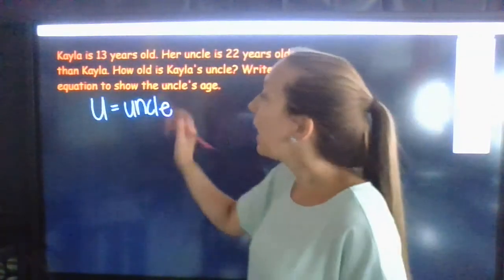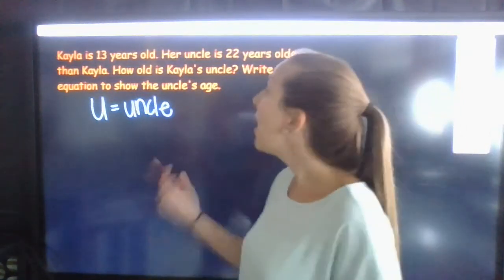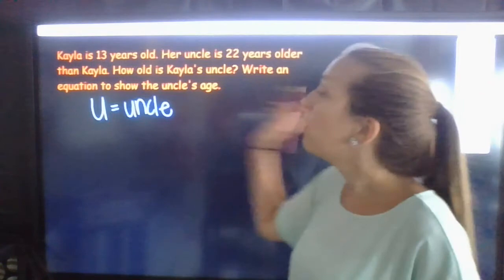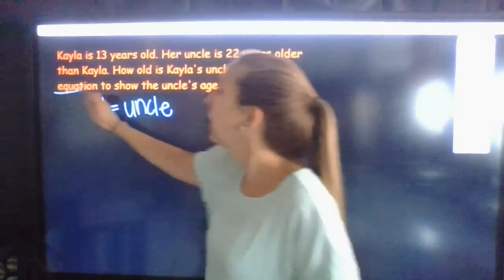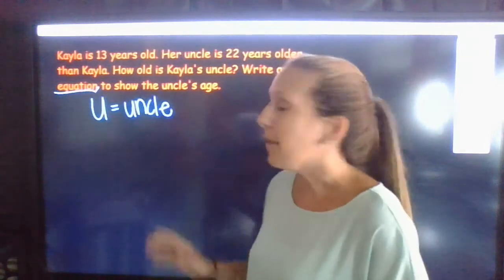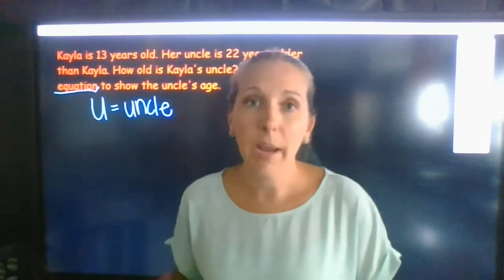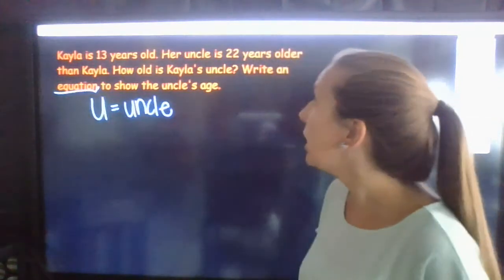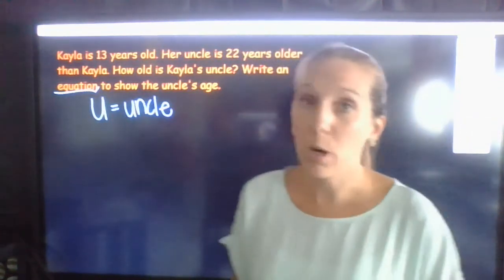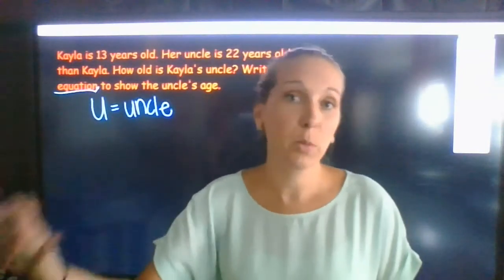It says Kayla is 13 years old. Her uncle is 22 years older than Kayla. How old is Kayla's uncle? And write an equation right here to show the uncle's age. Now, let's think about this. Let's think back to our fifth grade selves. How would we solve a problem like this? So Kayla's 13. Her uncle is 22 years older. So what we would do in fifth grade would be 13 plus 22.